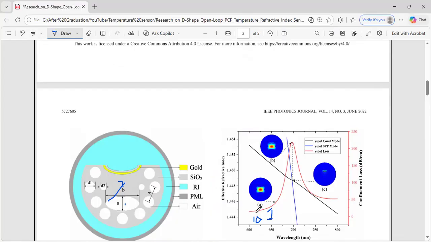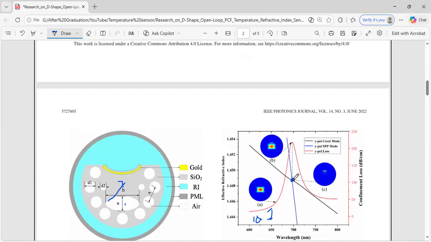So the phase matching curve. This is the confinement loss curve. And here you can see this yellow line is the Y polarized SPP mode, real part of Y SPP mode, and this is the real part of core mode. And you can see that the real part of SPP mode and the real part of core mode are matching at the same point, right? At the point where the real part of core mode and the real part of SPP mode meet.